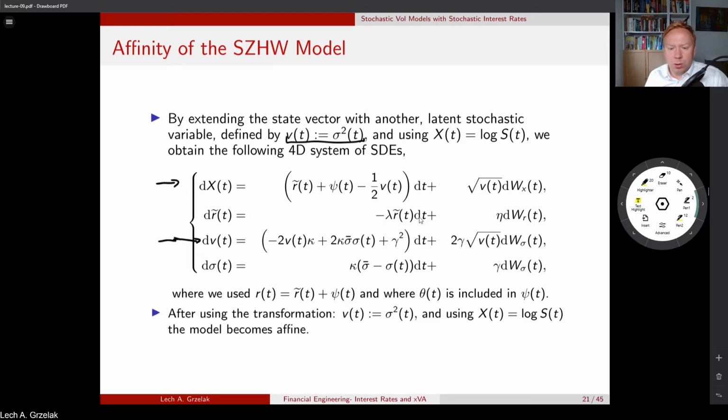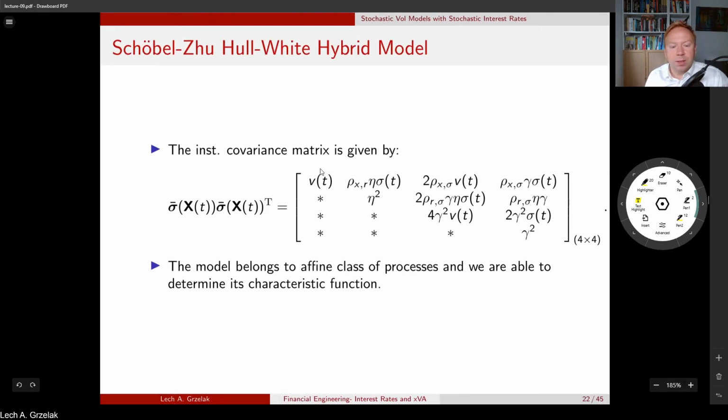And of course, we have these additional processes. We have this R and sigma. I did here a little bit of decomposition. This is something that we already have seen for the Hull-White model, but this is just engineering. Sometimes this helps you to derive the characteristic function because you can decompose this dependence on the theta t function. But except for that, we have those four processes. So we have an extended space. And what happens is that if we have this extra process introduced for sigma squared, this model becomes affine. So now if we look at the instantaneous covariance matrix, this is how it looks like.